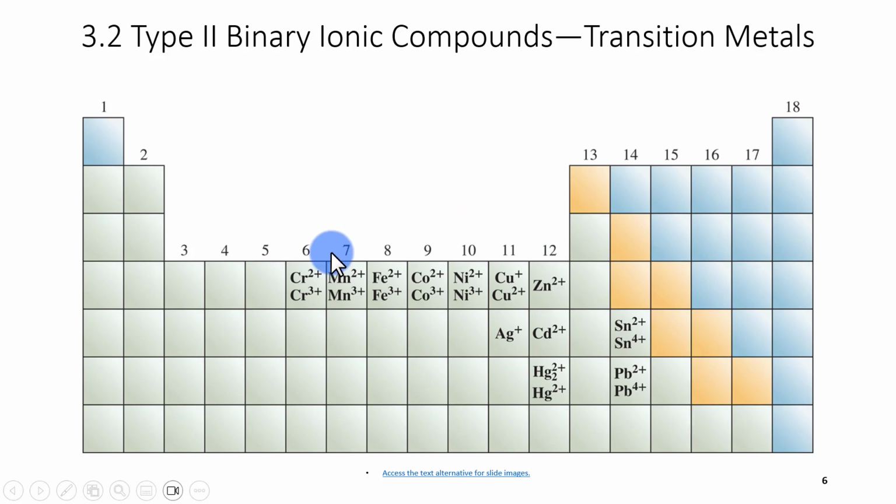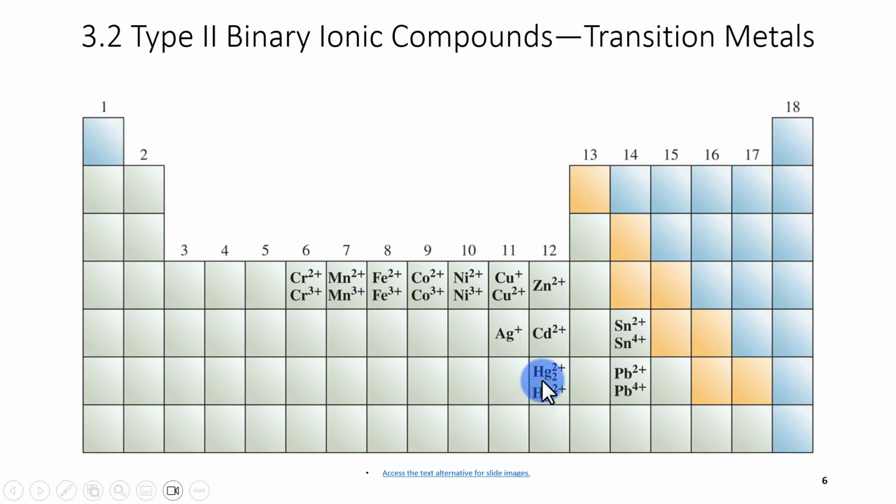Here are some of the common transition metals. You can see chromium, these are the most typical, but chromium can form other ones as well, +4, +6, etc. But you can see that it can form a +2 or a +3. Manganese, a +2, a +3, a +4. Iron can form a +2, a +3. Cobalt, a +2 or a +3. Nickel, a +2 or a +3. Copper, a +1 or a +2. Here's mercury, a +2 or a +1.